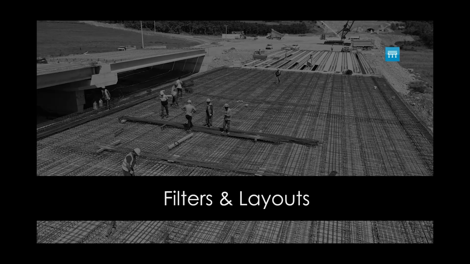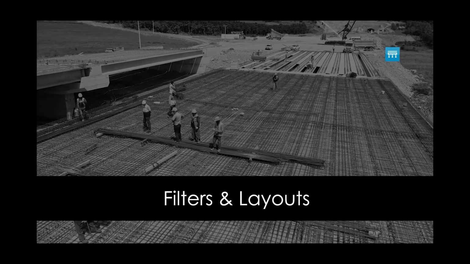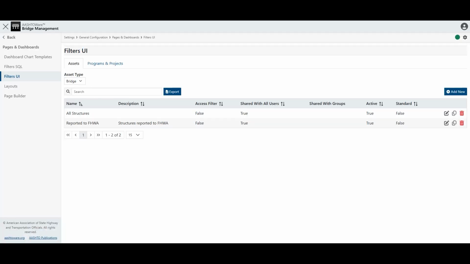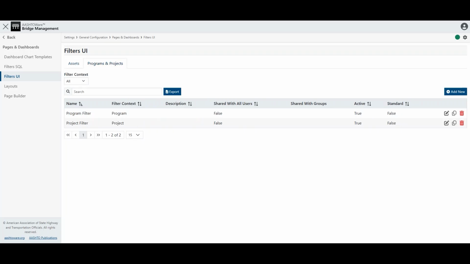First, let's look at some updates to the Filters and Layouts pages to support functionality in 7.1. In the 7.0 release video, we looked at asset filters, which are used on asset listing pages to filter the results displayed in the listing grid. New to 7.1 are Programs and Projects filters, which are used on various pages, such as the Project List, Program List, and Funding Sources pages, to filter results in those table grids.